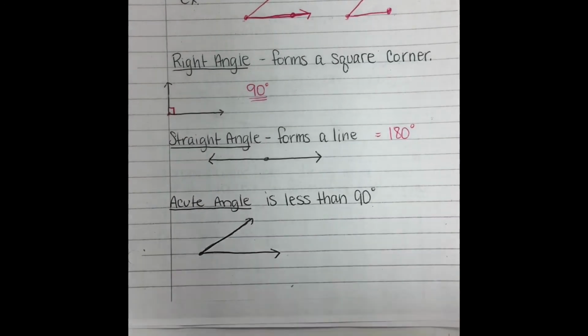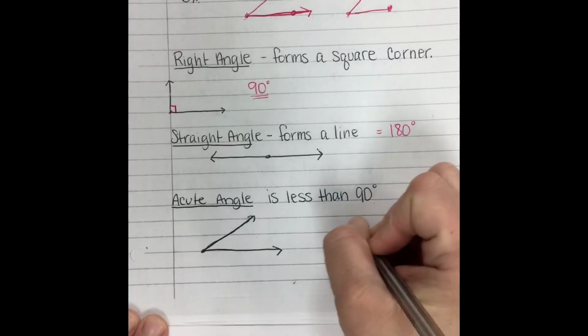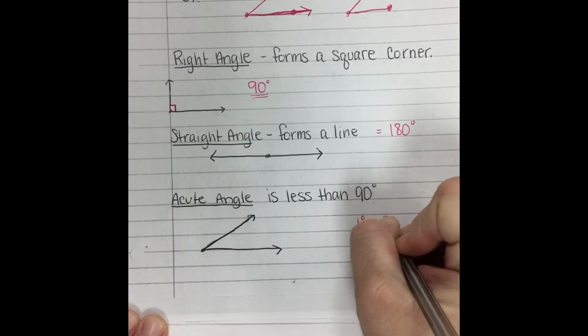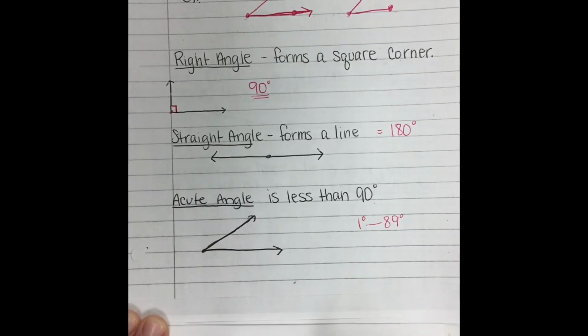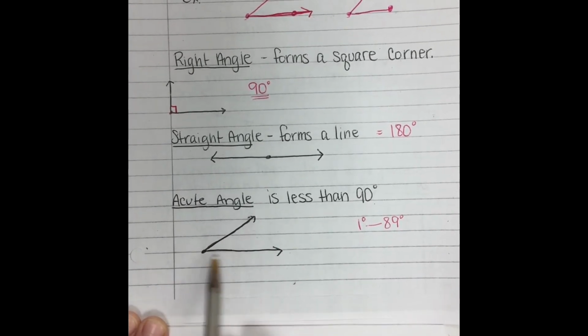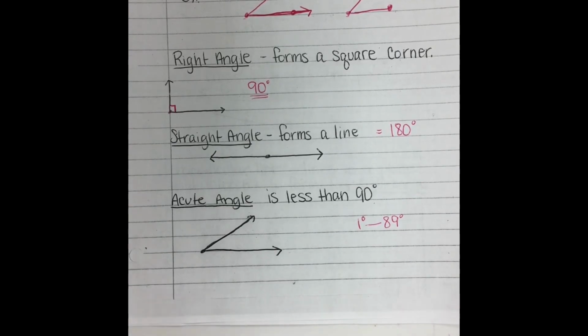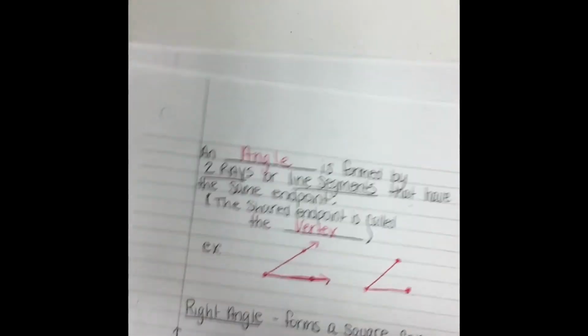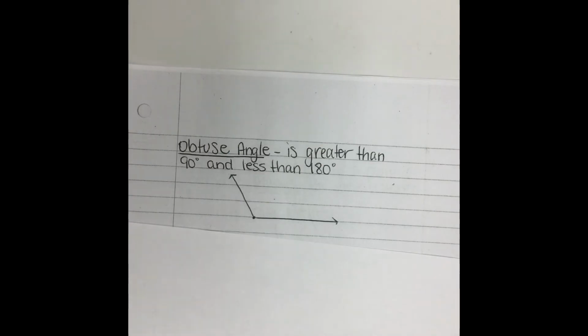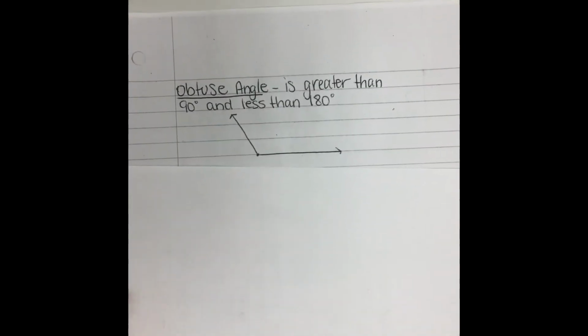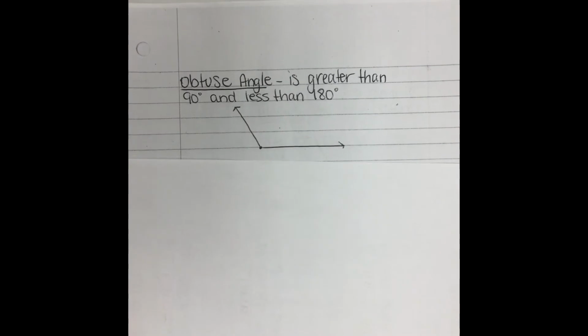An acute angle is less than 90. So it's going to be from 1 degree to 89 degrees. And then again, endpoint, so it's a ray and a ray. Or you could have 2 line segments. Okay? All right. Next we have the obtuse angle. And that's the one you also learned about. Is greater than 90 and less than 180. So it'd be like 91 to 179. All right.